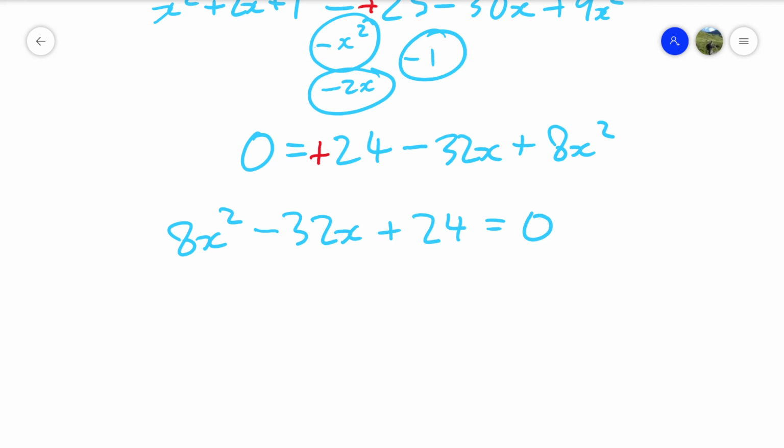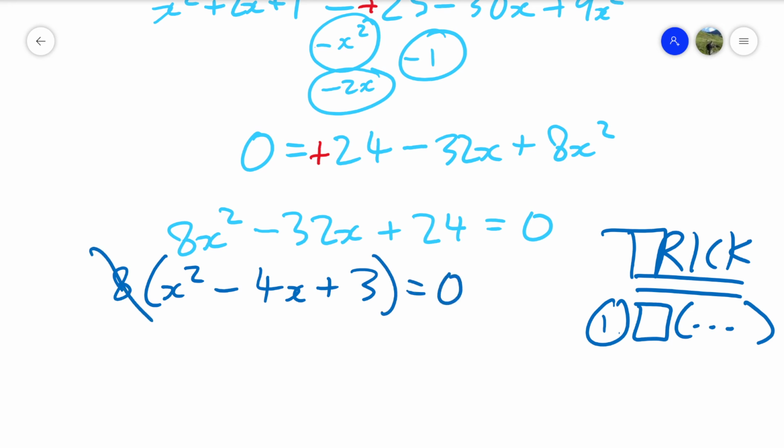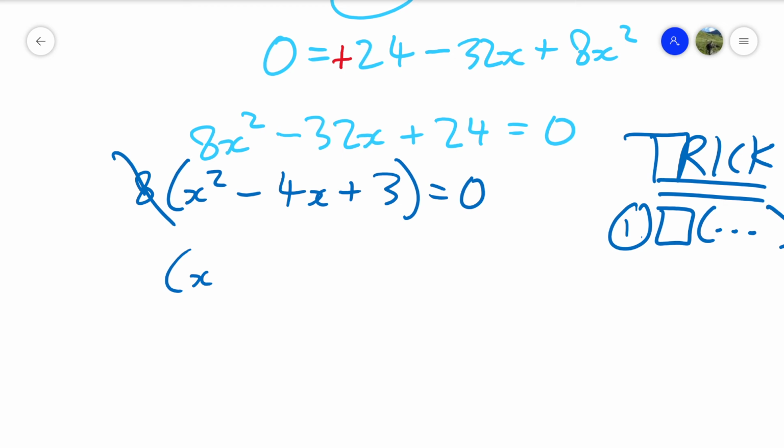How do we solve this? We can't solve this as it is, there's two different unknowns, but we can use the trick, which is to factorize. The first thing we do when we factorize is we try and take something out. Oh, look, they've all got 8. So we can take an 8 out. That gives us x squared minus 4x plus 3 equals 0. So now let's try and factorize this. It's going to have to be an x and an x. It's going to have to be a minus and a plus. Oh, wait, no. It's a minus and a minus. It's a 3 and a 1.